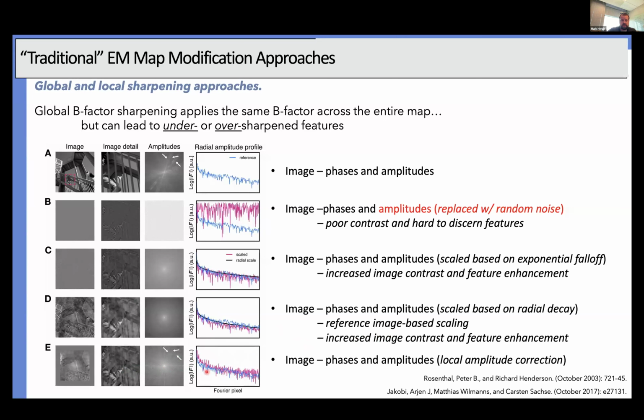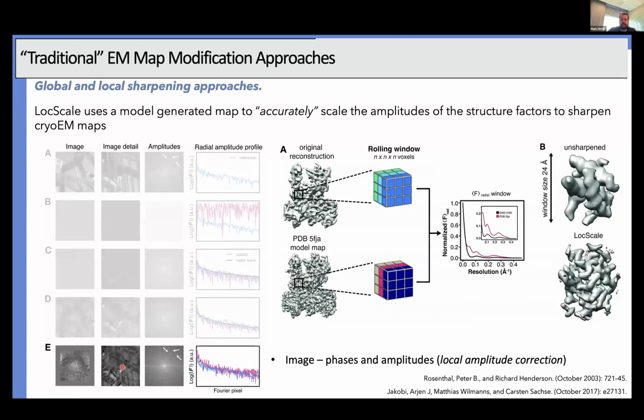And this will lead to the best image contrast restoration. And so this idea is applied in cryo-EM data through what's called voxel by voxel or rolling window local scaling. One example is a program called LogScale, where it uses your model to accurately scale the amplitudes of your structure factors to sharpen your cryo-EM map.